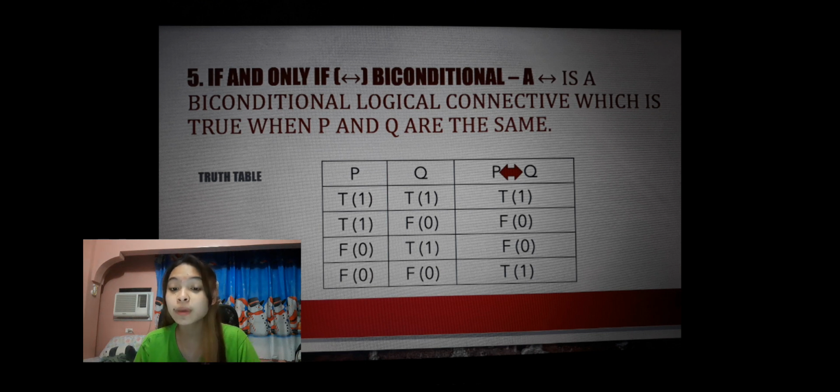TF is false because the truth values should be the same in order to make the biconditional true. Then FT is false because they aren't both the same. Then FF, both are the same, so it is true.